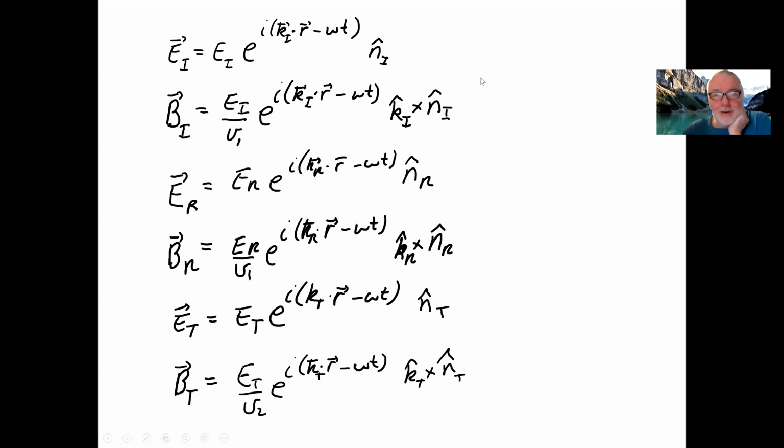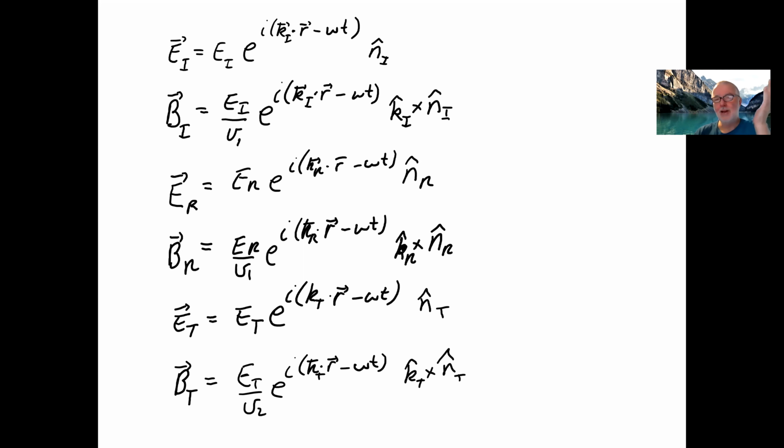Okay, so that means that the difference here is that instead of x hat, I've got n hat incident. And then for my magnetic field, I've got k hat incident cross n hat incident. For the reflected wave, I've got n hat reflected. And then for the reflected magnetic field, I've got k hat r cross n hat r. For the transmitted wave, I've got n hat transmitted. And then for the transmitted magnetic field, I've got k hat transmitted cross n hat transmitted.